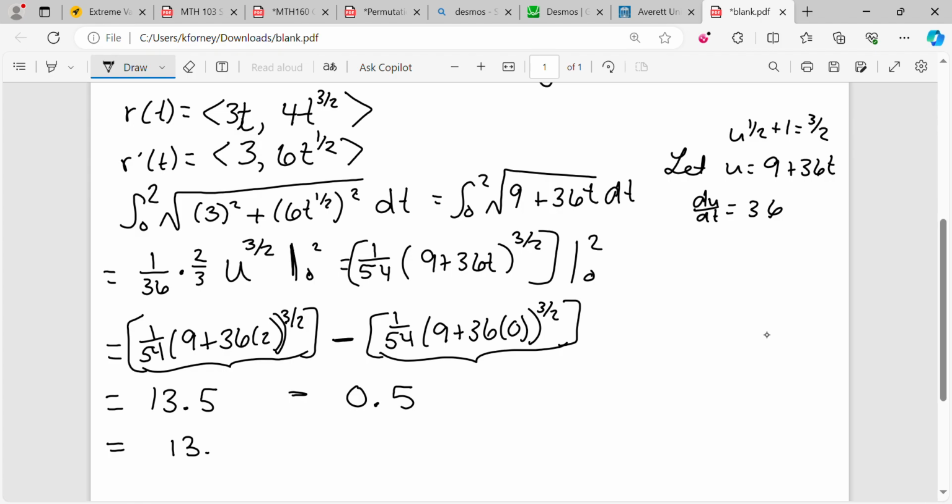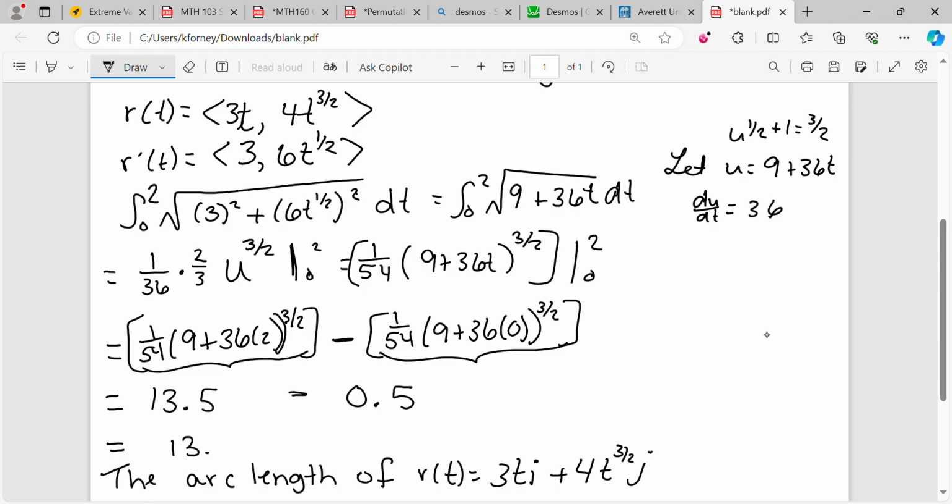And our conclusion here, we would write the arc length. The arc length of r of t equals 3ti plus 4t to the 3/2 j is 13.